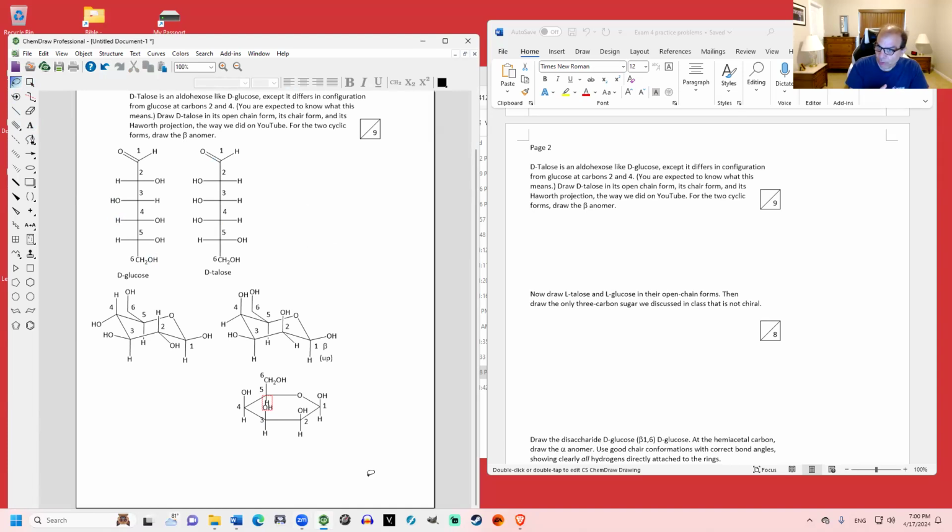Again, the way to know if groups are up or down on a chair cyclohexane, or in fact one of these sugars, is by looking at the axial group. Axial groups are very easy to tell as to whether they're up or down. And whichever the axial group is not, is what the equatorial group is. If the axial group is up, the equatorial group on the same carbon is down. If the axial group is down, the equatorial group on the same carbon is up. Always, there's no exceptions.